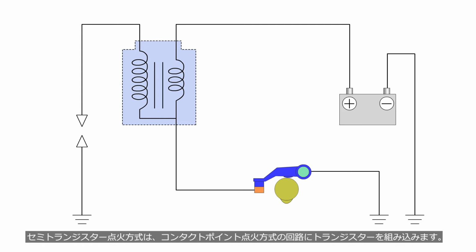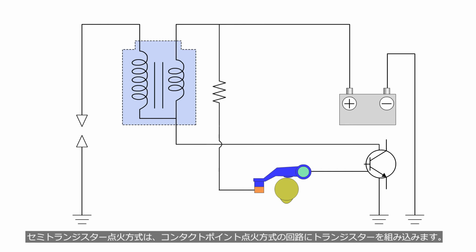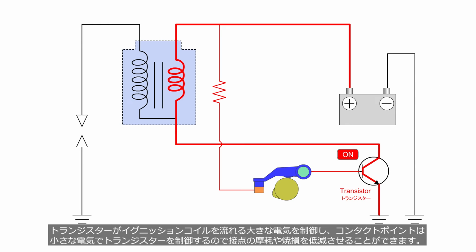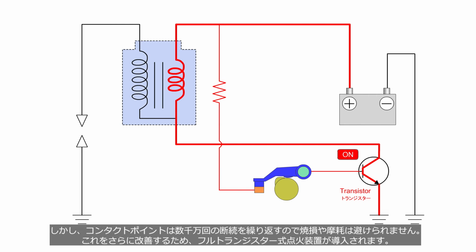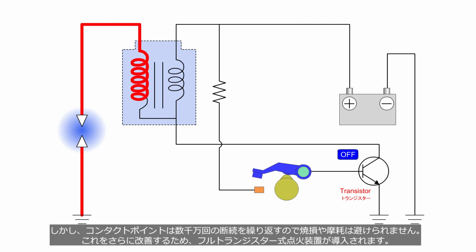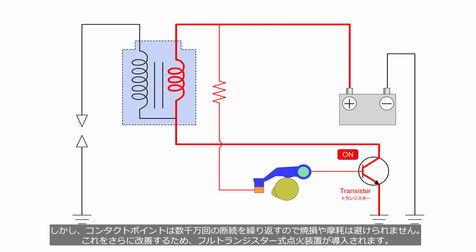The transistorized ignition system incorporates a transistor into the circuit of the contact point ignition system. The transistor controls a large amount of electricity which is applied to the ignition coil circuit, and the contact point controls the transistor with a small amount of electricity for reducing contact point wear or burn. However, since the contact point undergoes millions of repeating connections and disconnections, wear and burn are unavoidable. To further alleviate this, fully transistorized ignition systems were introduced.